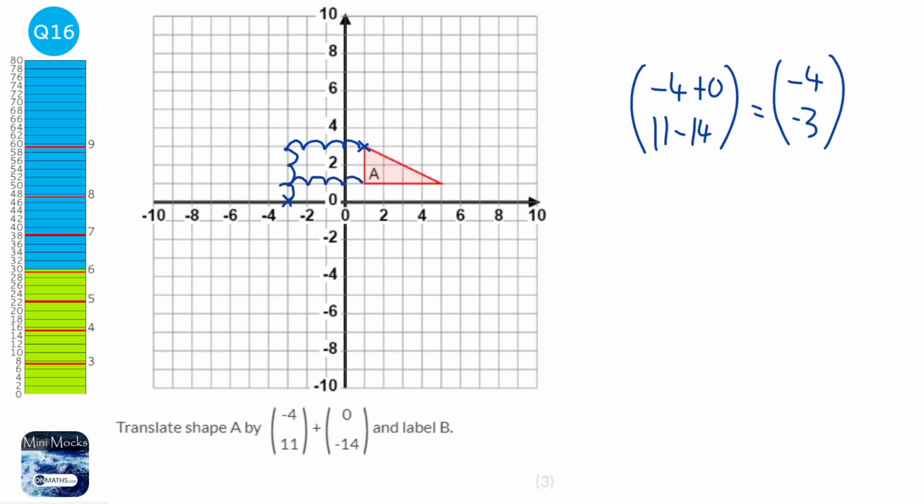And we can do that for each of the other points. So 1, 2, 3, 4. 1, 2, 3. 1, 2, 3, 4. 1, 2, 3. And when we've done that, we can join them all up with straight lines, and label the new shape B.